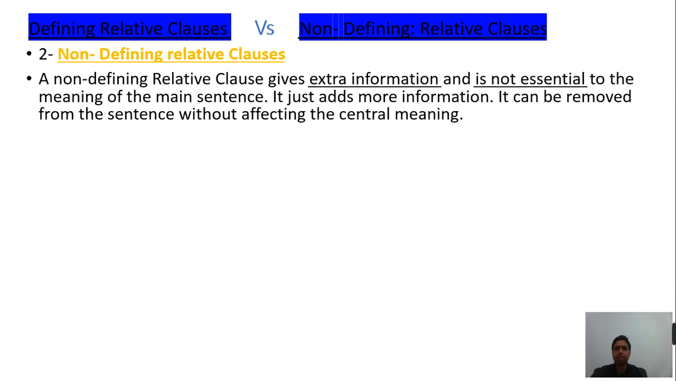A non-defining relative clause gives extra information. So notice here we have just extra. It's not essential. It's not necessary to the meaning of the main sentence. It just adds more information. So it can be removed from the sentence without affecting the central meaning.